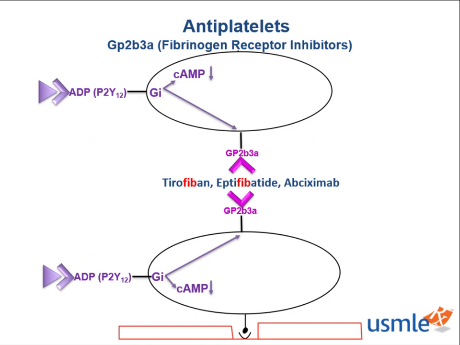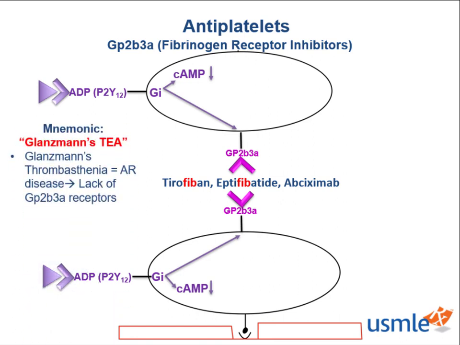Sweet! As for abciximab, which is a monoclonal antibody, noted by its MAB ending, I developed a new mnemonic for you. Glanzmann's T. Let the Glanzmann's in Glanzmann's T remind you of Glanzmann's thrombasthenia, which is an autosomal recessive disease in which patients lack the GP2B3A receptor. Also, let the T in Glanzmann's T remind you of the first letter of each of the drugs discussed here. That is, tirofiban, eptifibatide, and abciximab.